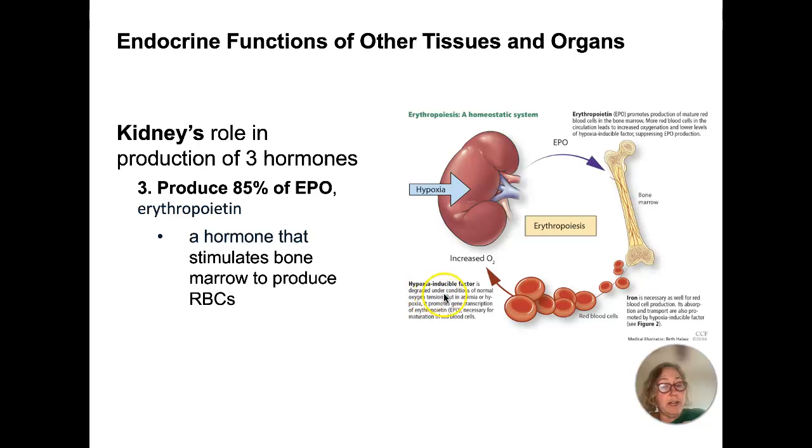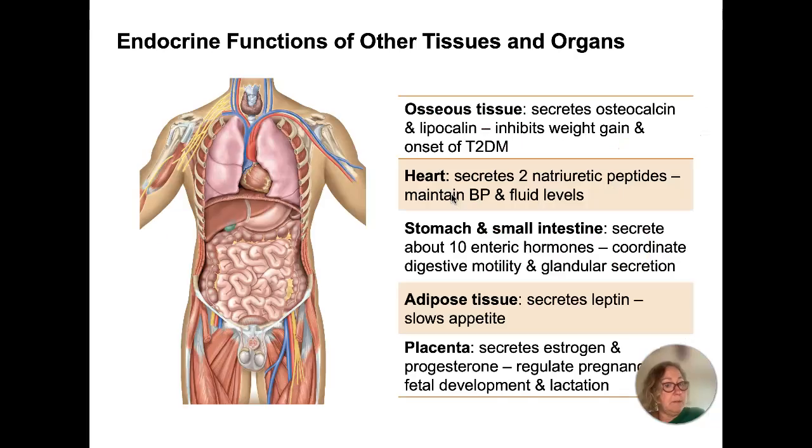Hypoxia-inducible factor is degraded under conditions of normal oxygen tension. So if you're not getting enough oxygen into your kidneys, they will send a message to make more red blood cells. That's freaking amazing. Your kidneys are amazing.